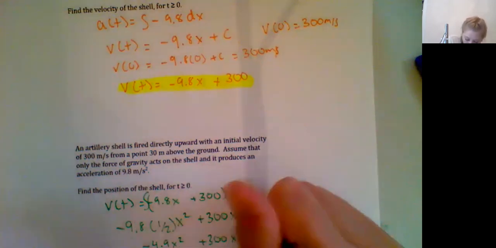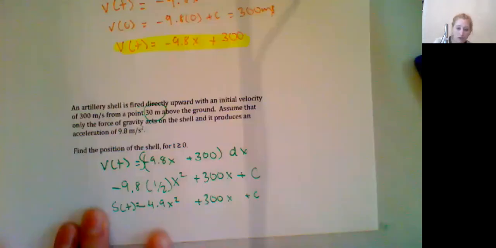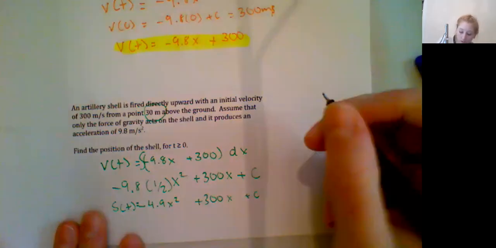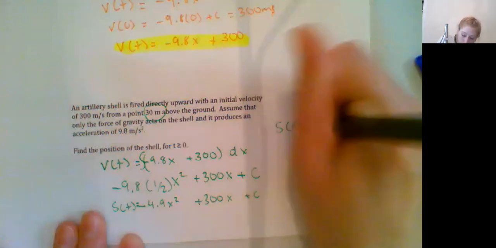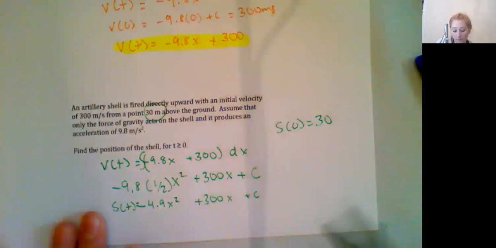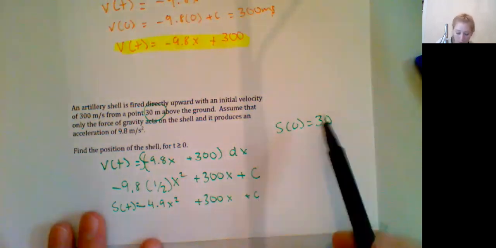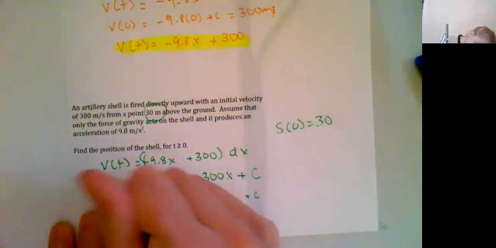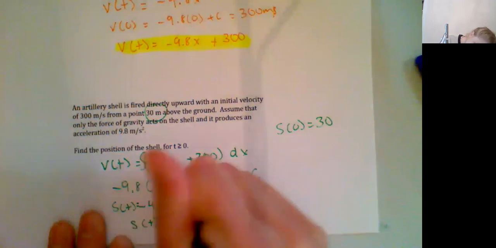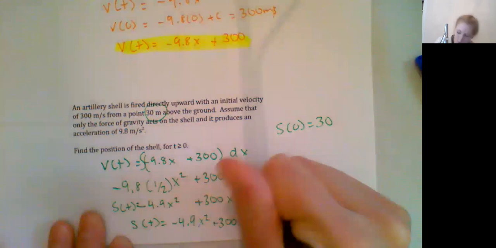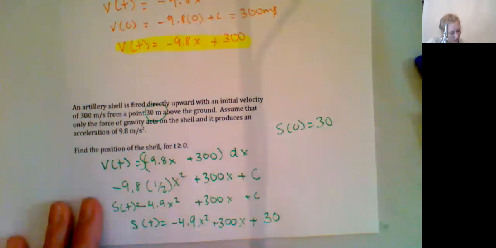Okay, so they told me that we are starting 30 meters above the ground. Okay, so essentially that tells me at t equals 0, the answer is 30. Okay, so I could plug that in, but I know that those both are going to go away. And so I'm going to end up with c equals 30. And that one is done.